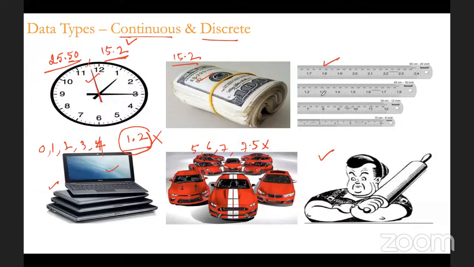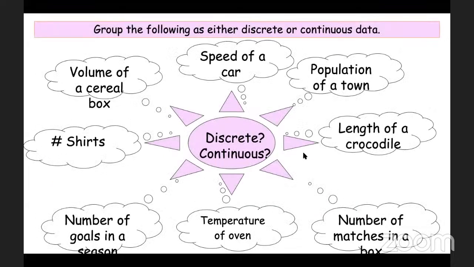Yeah, discrete. Great. Right. So it's a discrete data type. Exactly. A quick check.